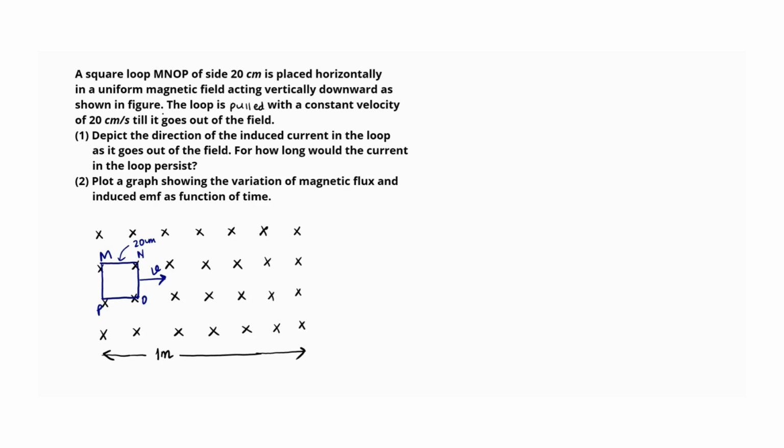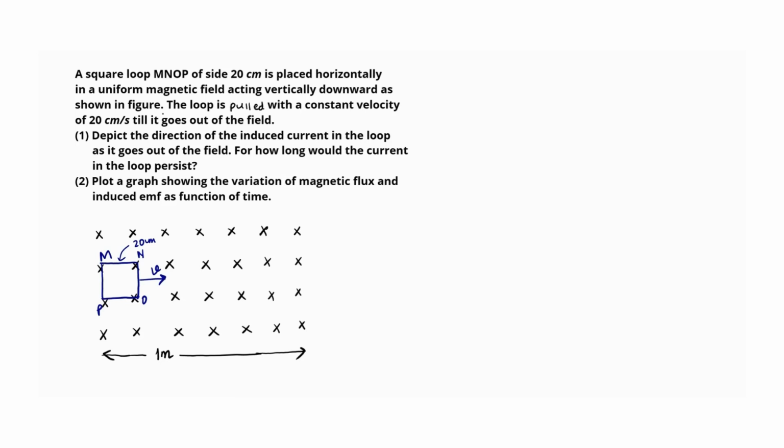A loop MNOP of side 20 centimeter is placed horizontally in a uniform magnetic field acting vertically downward as shown in the figure. The loop is pulled with constant velocity of 20 centimeter per second till it goes out of the field. 1. Depict the direction of induced current in the loop as it goes out of the field. For how long will the current in the loop persist? 2. Plot a graph showing the variation of magnetic flux and induced EMF as a function of time.